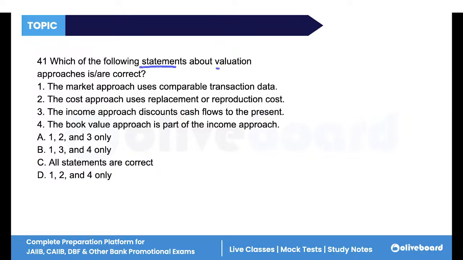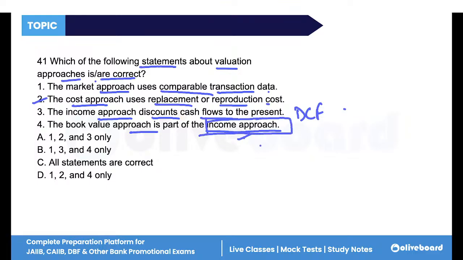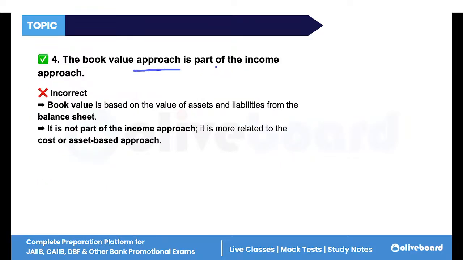Now, following statements about valuation approaches are correct. The market approach uses comparable transaction data. Yes, in the market approach, you will compare the companies. Cost approach uses replacement or reproduction cost. Correct. Income approach is discounted cash flow to the present. Yes, we use the discounted cash flow technique. Book value approach is a part of the income approach. Is it so? So 1, 2, 3 are correct, but 4 is wrong. Option A, the book value is a part of the income approach, is incorrect. It is based on the value of your assets and liabilities from the balance sheet, so it is more related to the cost or asset based approach.